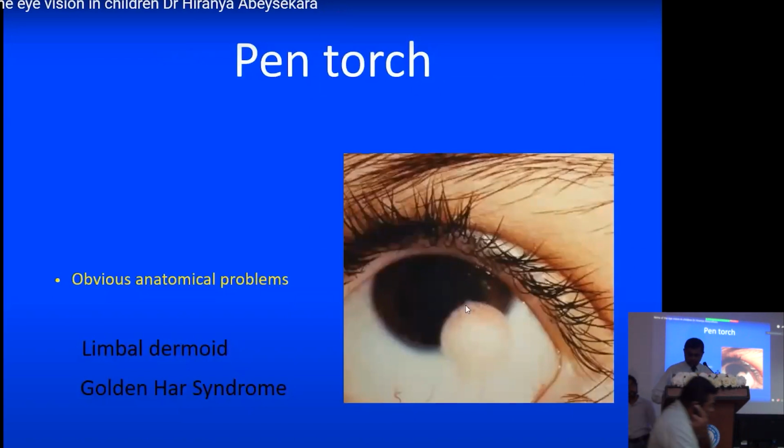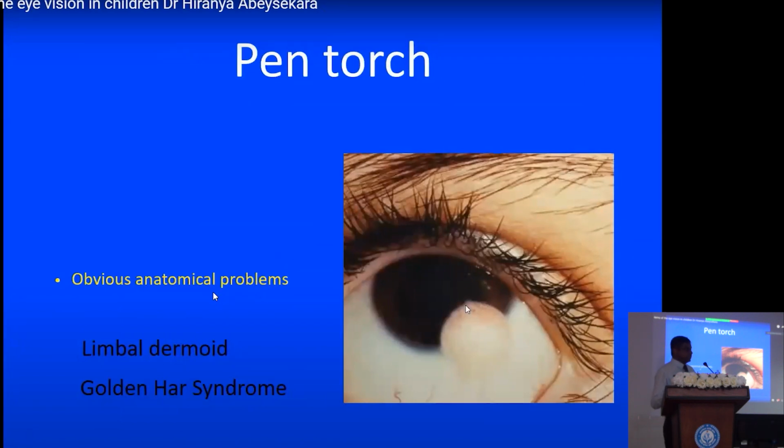So you need a few things. As I said earlier, with the pen torch, you can see a few things, mainly obvious ocular problems like, now what is this? And what is the importance of noticing these things? This is a limbal dermoid, right? So these subtle congenital abnormalities can be associated with systemic syndromes.